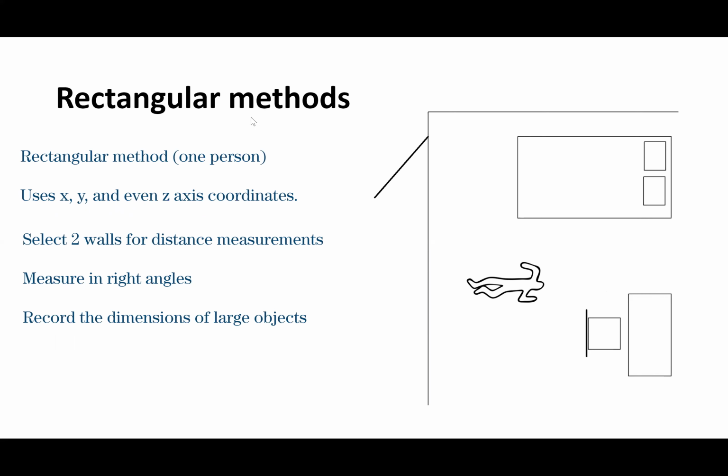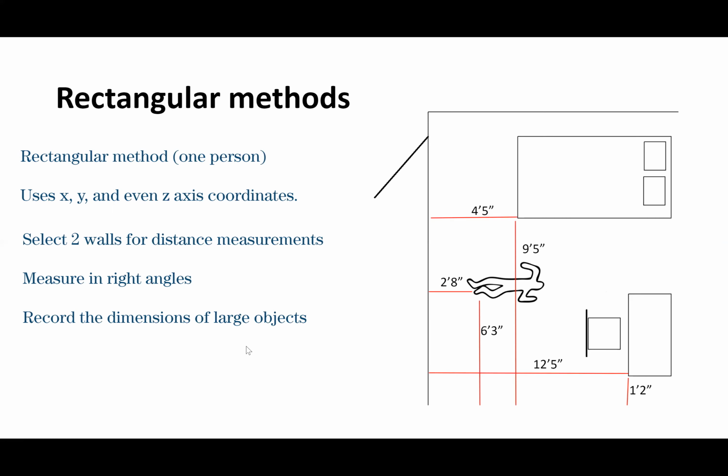The rectangular method is often used by just one person, and you use the X, Y, and even Z axis coordinates. So X and Y are obviously the two floor axes, and the Z would be if it's up, higher, or lower, right? You'll select two walls for distance measurements. You'll measure in right angles and record the dimensions of large objects.